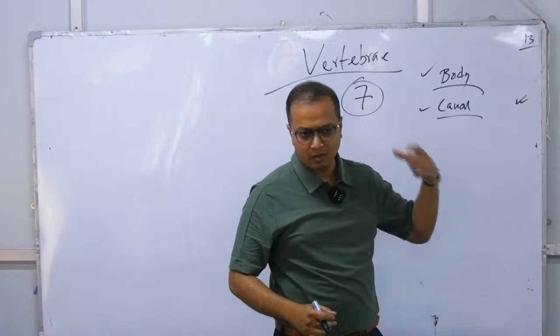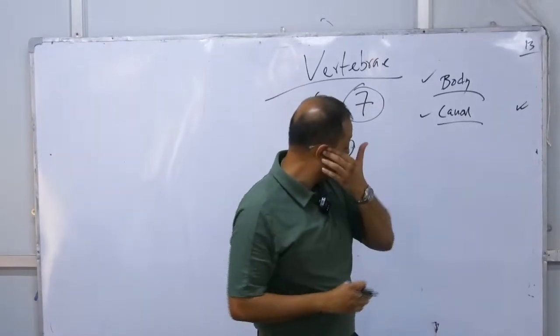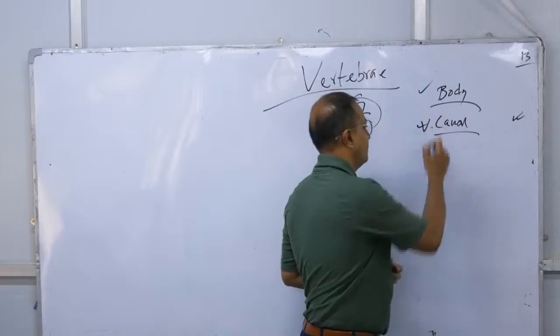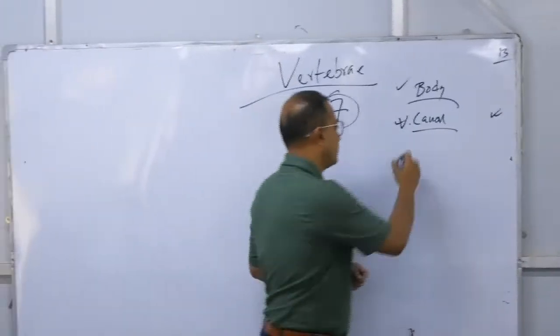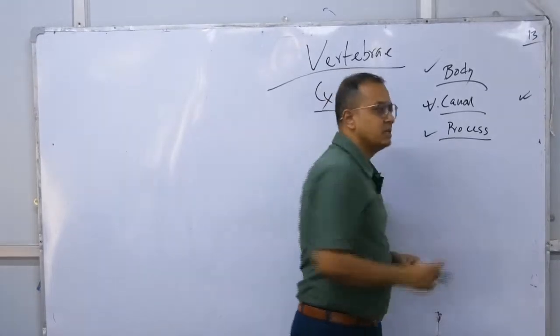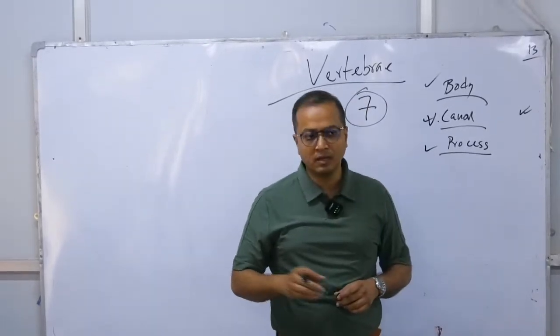The spinal cord or extension of the brain or brainstem runs through along with the covering. We call them as vertebral canal. Now then we have this particular third element, we call them as process. That means it is directed towards different directions.